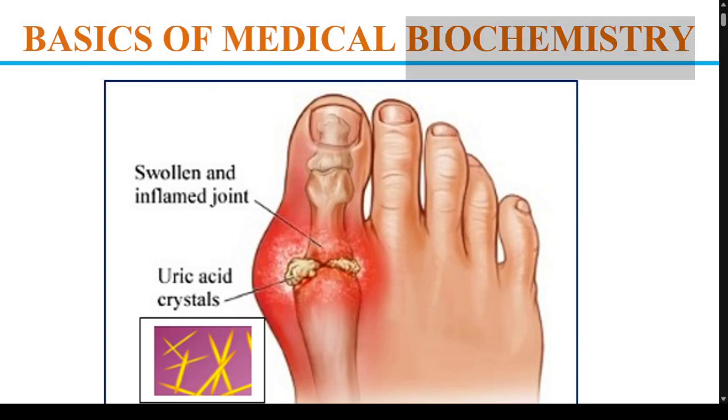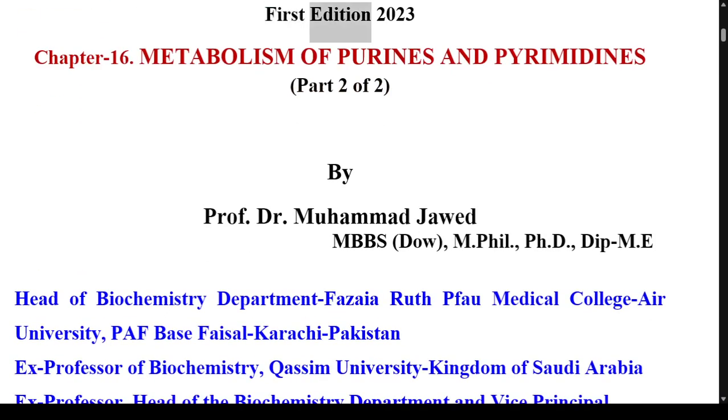Basics of Medical Biochemistry. First edition 2023. Chapter 16. Metabolism of Purines and Pyrimidines, Part 2 of 2. By Professor Dr. Muhammad Jawad.